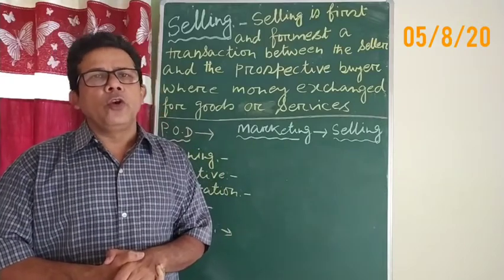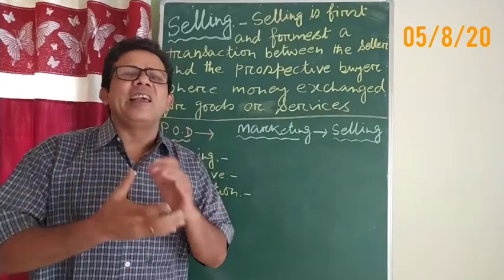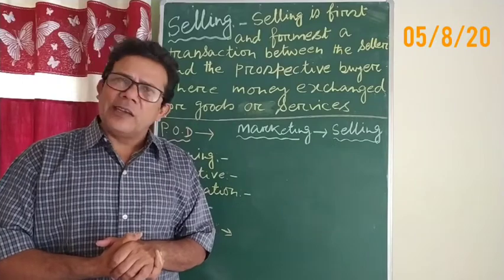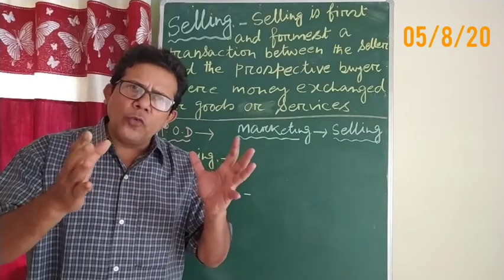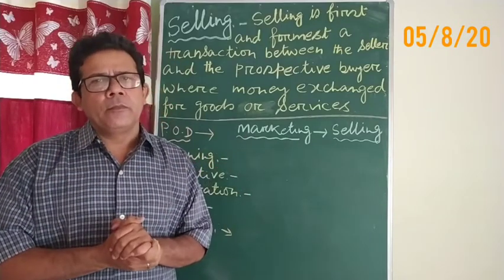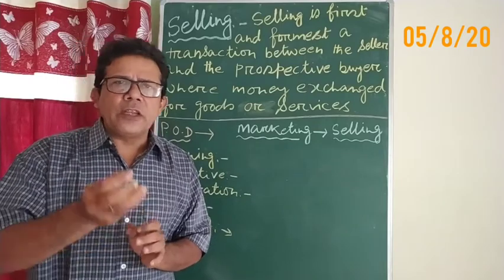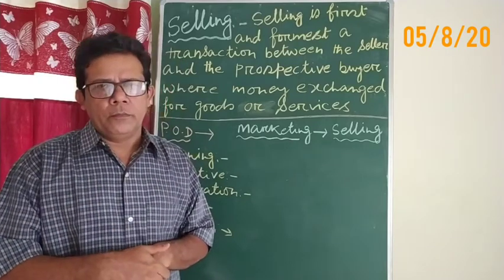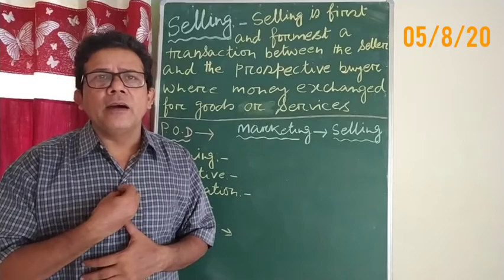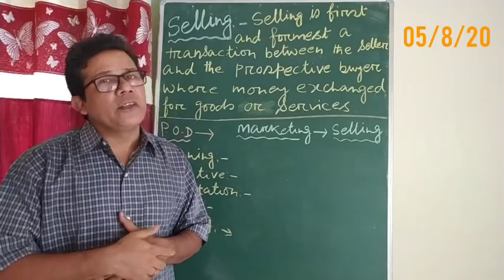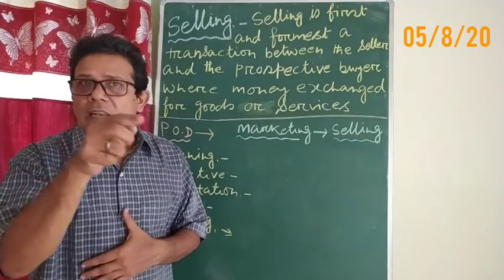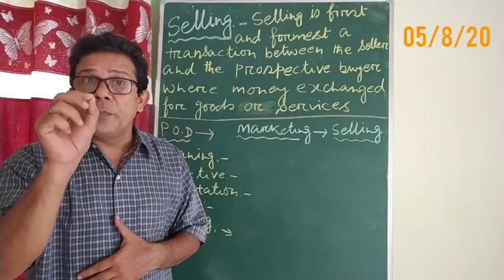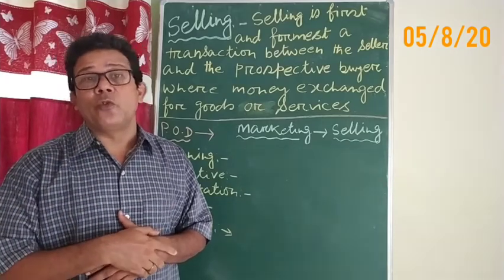The other day only I told you, what do you mean by sale basically? I said, whenever you are going to write the definition of selling, you just take a practical example. Because you are the buyer, and the shopkeeper is the seller. And who is selling the goods? The shopkeeper is selling that particular goods.